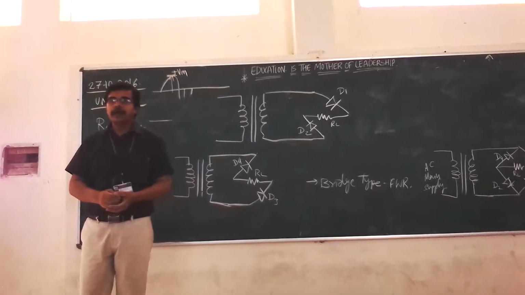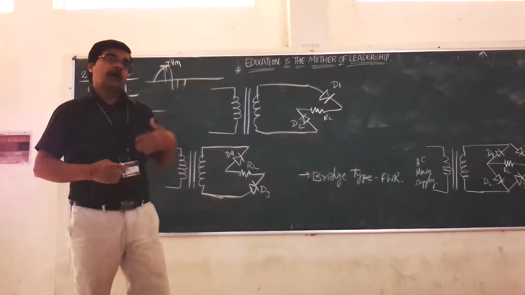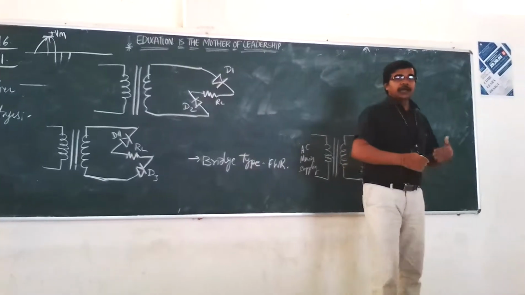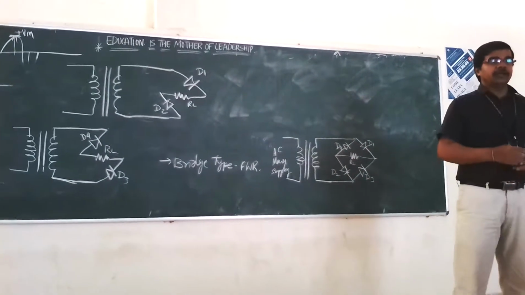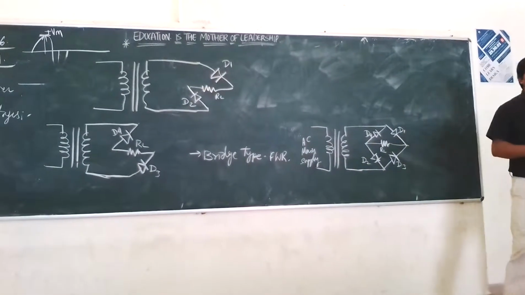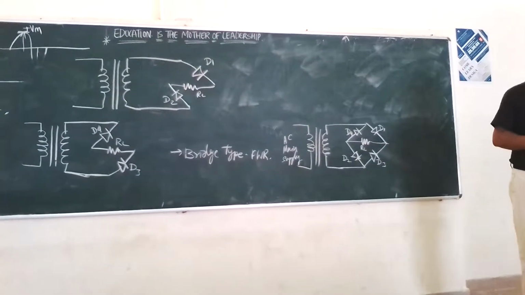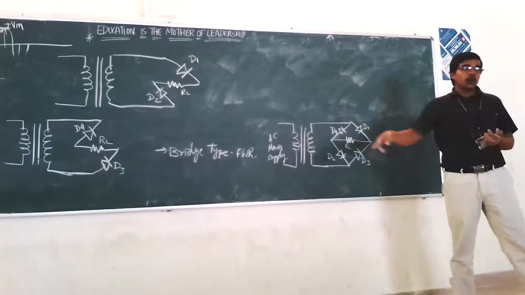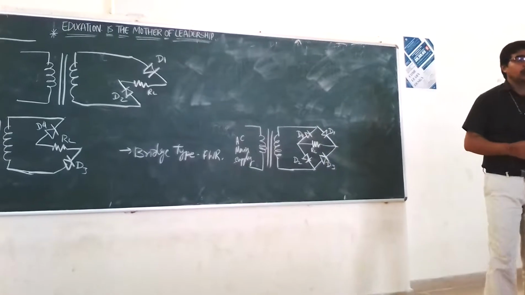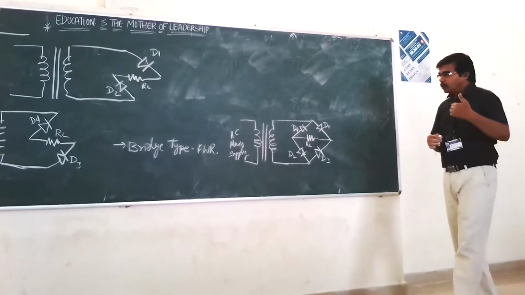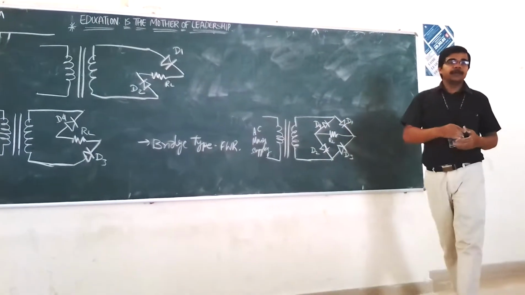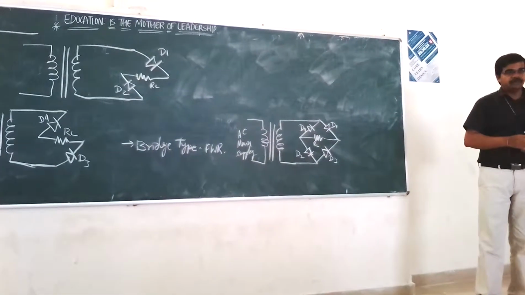Bridge rectifier. Earlier we have seen the half wave rectifier and the center tapped full wave rectifier. In the center tapped full wave rectifier, we cannot use the total of the secondary winding. As we cannot use the total of the secondary winding, we will go for one more arrangement, that is called the bridge type full wave rectifier.